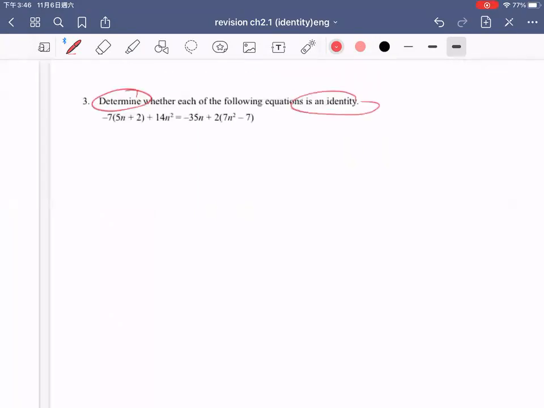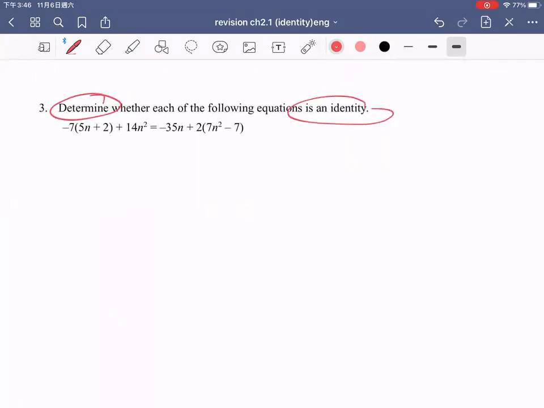And question number 3. I don't know whether it is or it is not. Okay, so what should be the first step? Yes, left hand side and right hand side, right? Copy.